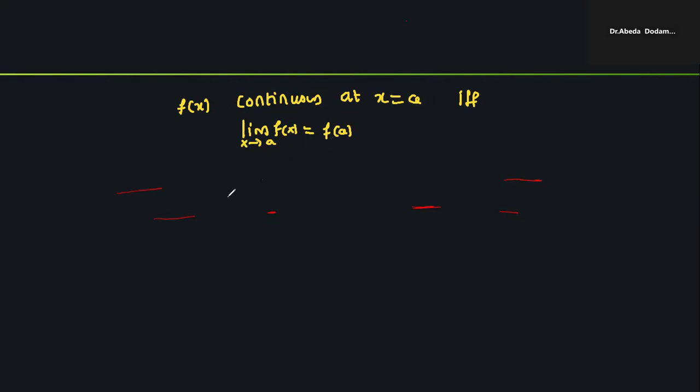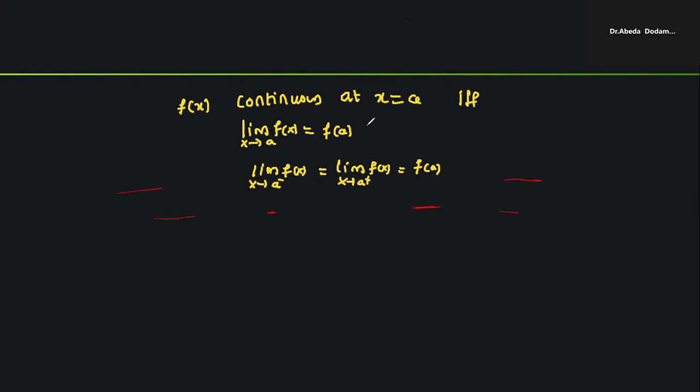This is possible if and only if the limit of f(x) as x tends to a from the left-hand side is equal to the right-hand side, say x tending to a plus. Both the left and right limits exist and they are equal to f(a). So this is a very important condition.